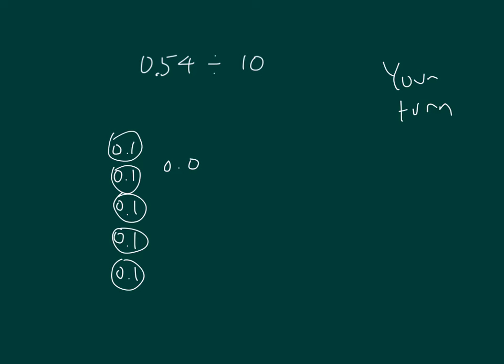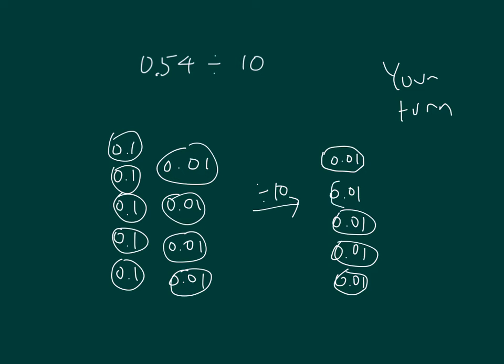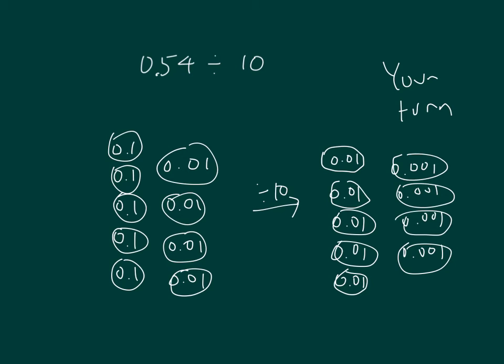There's our 5/10, and here's our 4 hundredths. When you divide by 10, what did you do? Each of those tenths becomes a hundredth. And there's 5 of them. And each of those hundredths, when you divide by 10, becomes a thousandth. So we get 0.054, or 54 thousandths.